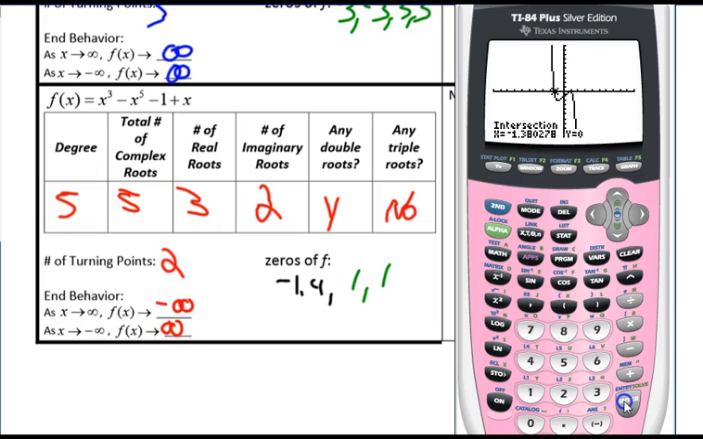So if you can't find it in the table or it's not exactly a whole number, then you've got to do something in the calc menu. Either you can do the intersection as long as you have y equals 0, or you can do the zero, which is number 2. Just remember you got to do that left bound, right bound stuff. How do we feel about that? All right.